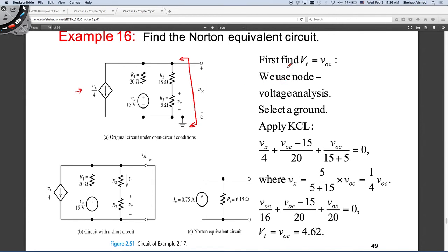Okay, first find the open circuit voltage. We need nodal analysis to do that. So let's see. We have one node up here, and the node voltage there is what? The open circuit voltage, right? That's the open circuit voltage that I would like to look at. And since these two devices are connected here, I guess you can say there's a node.